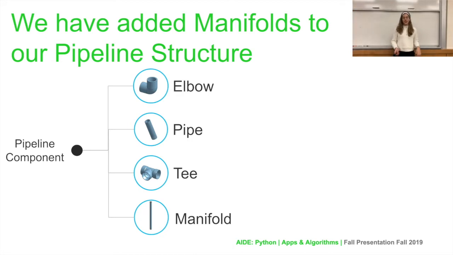Alright, so we have created generalized pipeline functionalities, and this pipeline functionality contains 4 classes. It contains the elbow class, the pipe class, the T class, and the manifold class. All of these classes have different properties that return information about pipelines. The most recent class that we added over the summer was the manifold class.